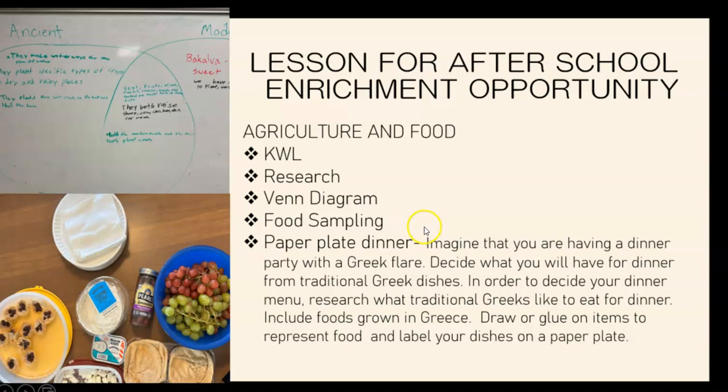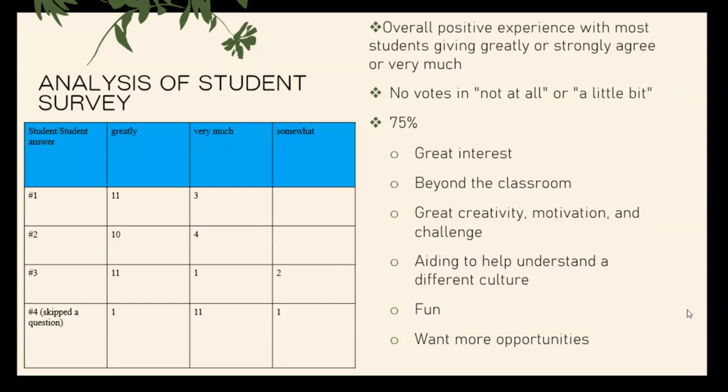Then we did food sampling. We had grapes and olives and tzatziki and a pastry that I made and sardines and pita bread and feta cheese. Finally, the students made a paper plate dinner. They were given the prompt to imagine that you're having a dinner party with a Greek flair. Decide what you will have for dinner. After completing their paper plates, the students completed a survey.